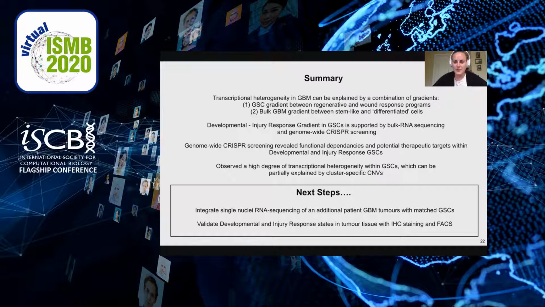So moving forwards, we are hoping to validate some of these findings directly in tumor tissue using some wet lab methods, and also to increase our patient tumor number by using single cell or single nuclei RNA sequencing.